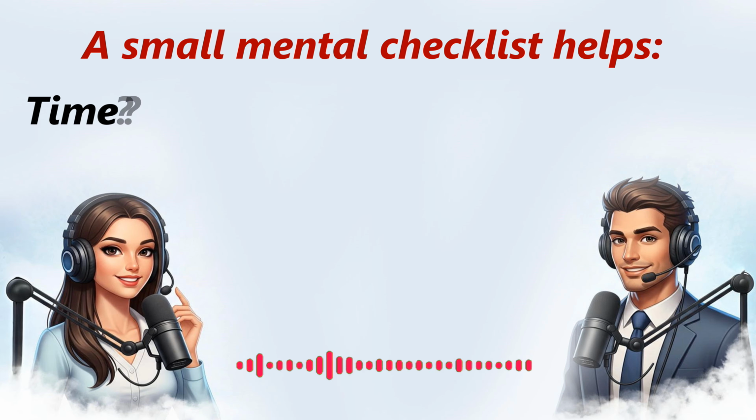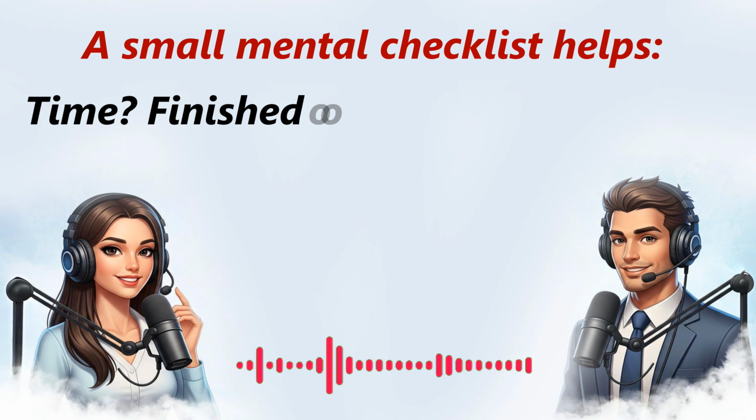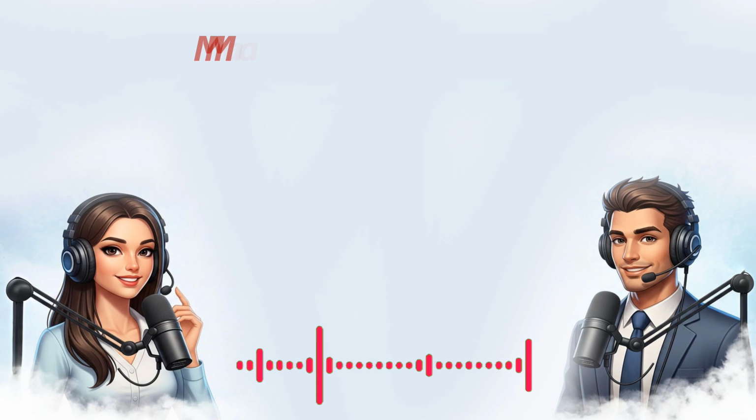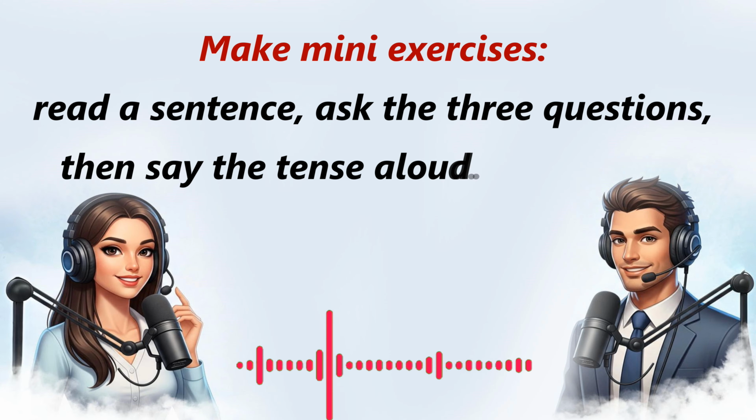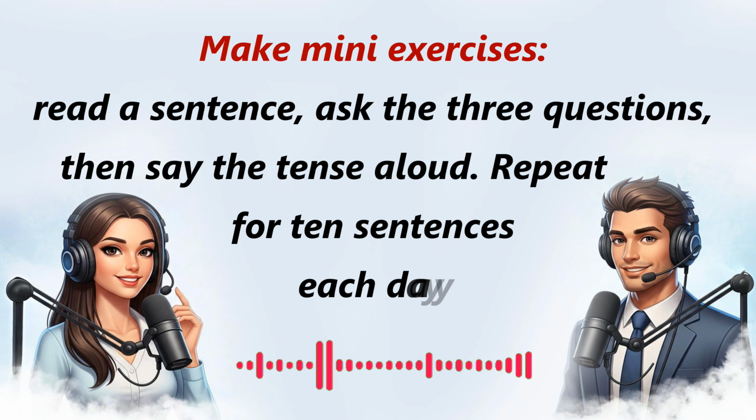A small mental checklist helps. Time, finished or ongoing, linked to now. Answering these 3 quickly gives the tense. Practice the routine with simple verbs first. Use your own daily activities like eat, study, go, and sleep to make personal examples. Make mini exercises. Read a sentence, ask the 3 questions, then say the tense aloud. Repeat for 10 sentences each day.